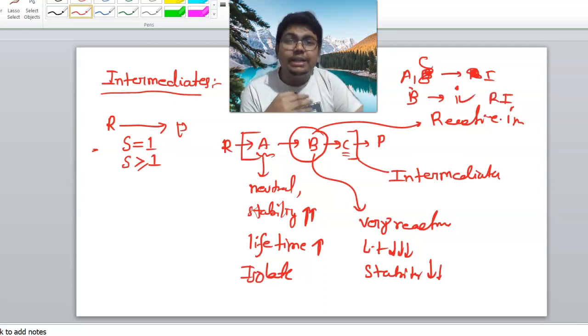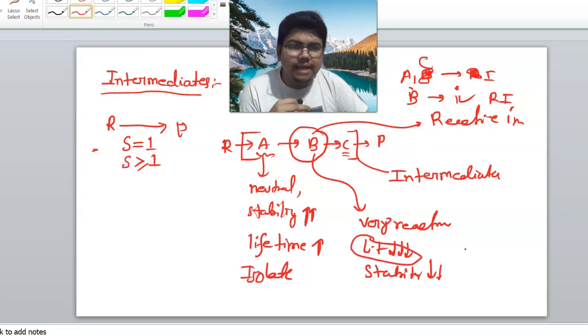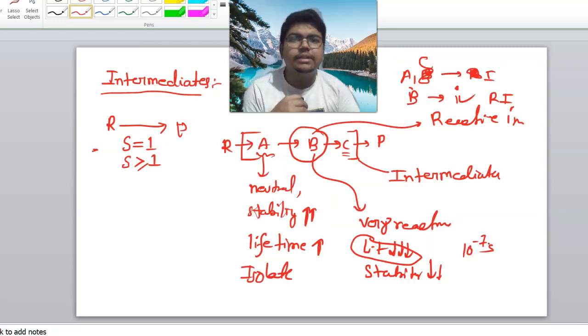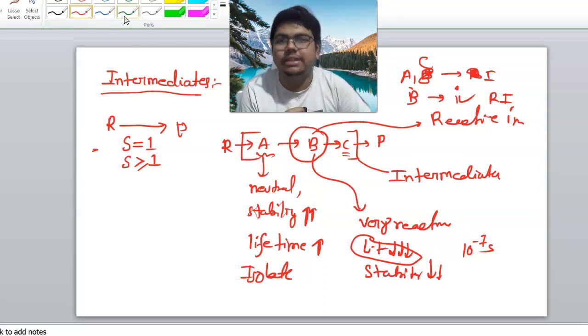These are very difficult to isolate because their lifetime is very less. Suppose the lifetime is 10 to the power minus 7 second. That means within 10 to the power minus 7 second, it will convert into other products. So it's very difficult to trap it. This is our major discussion on these species, those that are very reactive intermediates. So these are reactive intermediates.